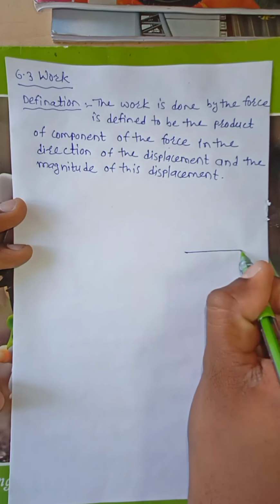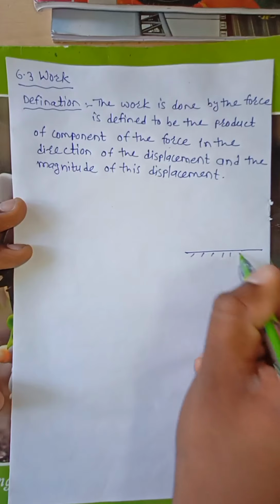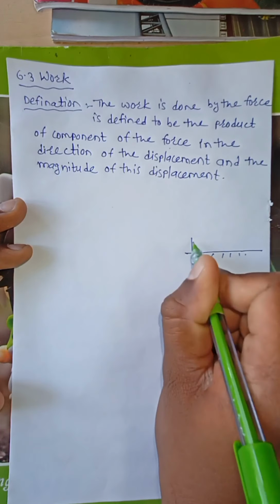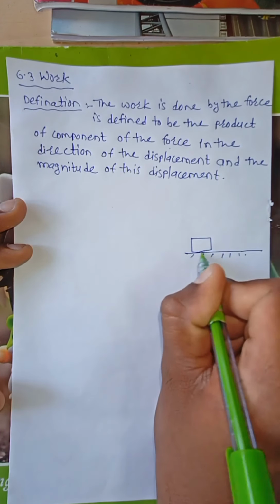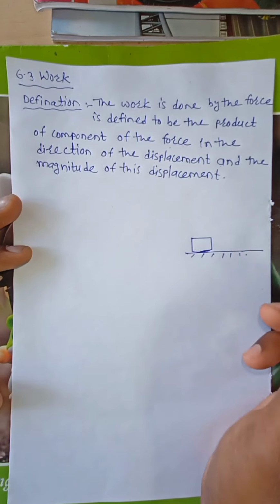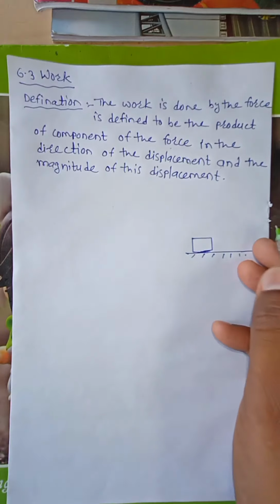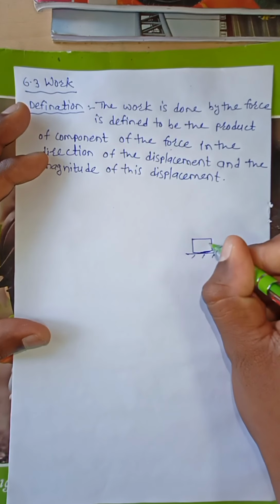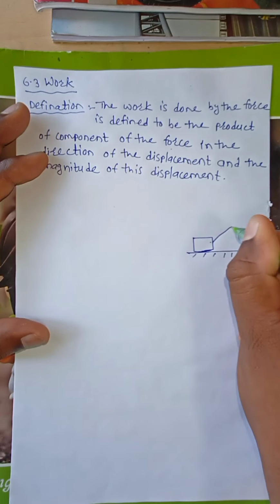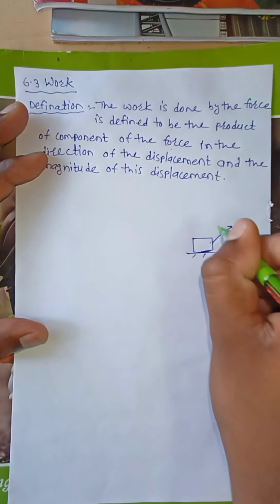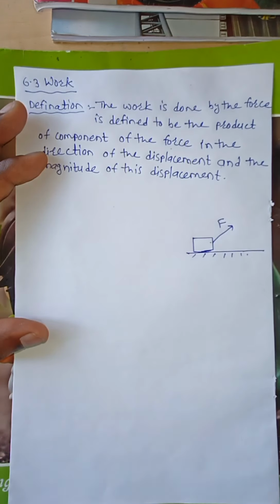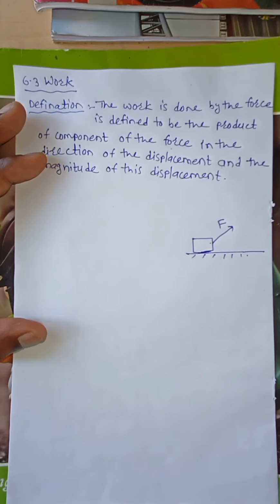Now suppose, consider that this is a box. The box is put on a table or on the earth. Now if you apply a force on that box in that direction, with the help of a string, then what is the work done?